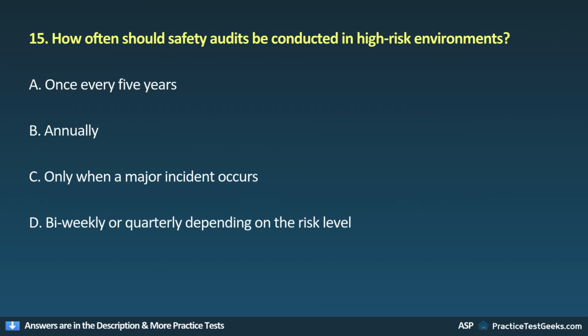15. How often should safety audits be conducted in high-risk environments? A. Once every 5 years. B. Annually. C. Only when a major incident occurs. D. Bi-weekly or quarterly, depending on the risk level.